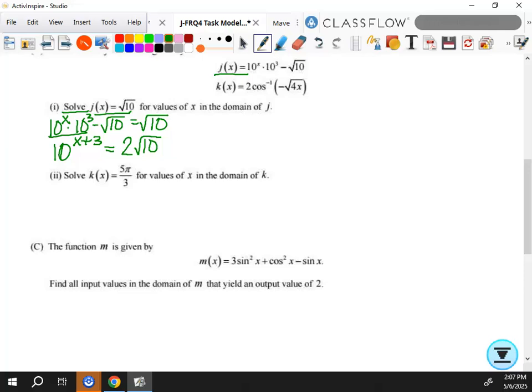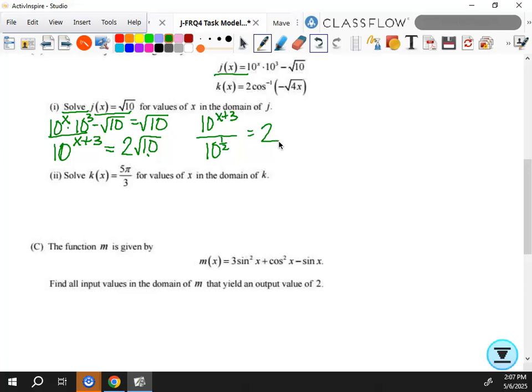Now what I really need is to get this x plus 3 out of the exponent, so I'm going to need to take the log. Well, I also have something with a 10 over here. Now that's the square root of 10, but I can rewrite it as 10 to what power? What's the square root as a power? 1/2. So this is the same thing as 10 to the 1/2 power, right? So I'm going to divide both sides by 10 to the 1/2 power. So that leaves me with, not x, 10 to the x plus 3 divided by 10 to the 1/2, and that's equal to 2.